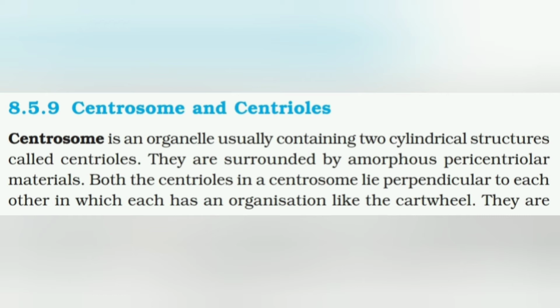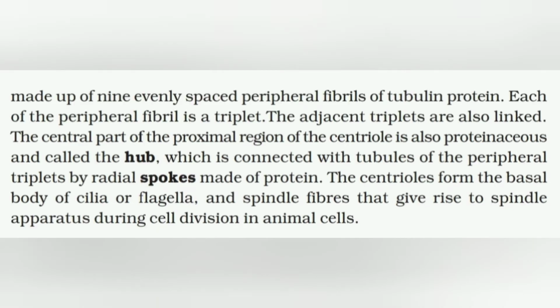Centrosome and centrioles. Centrosome is an organelle usually containing 2 cylindrical structures, the centrioles, which are perpendicular to each other. They are surrounded by an amorphous pericentriolar material. So these have an organization like a cartwheel. They are made up of 9 evenly spaced peripheral fibrils of tubulin protein. Each peripheral fibril is a triplet.